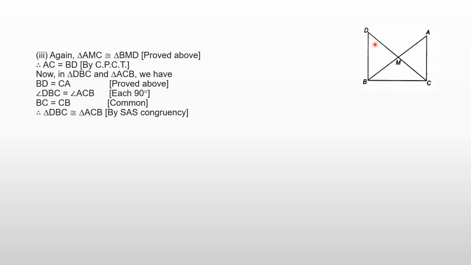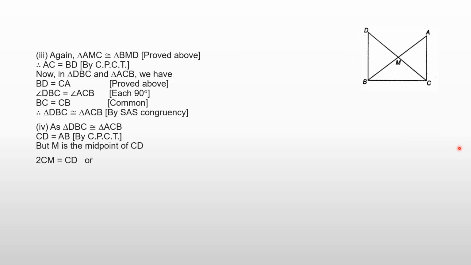So by the SAS rule, both are congruent. Now if both are congruent, then the remaining parts, what are the remaining parts? These sides, CD and AB. CD and AB are equal. But what we need to prove is another thing. Just see how we will prove it.